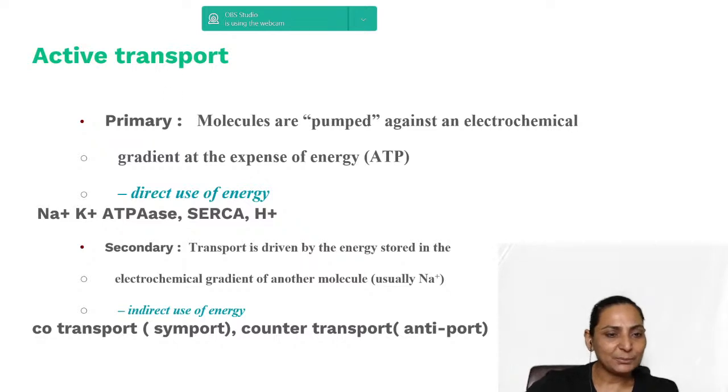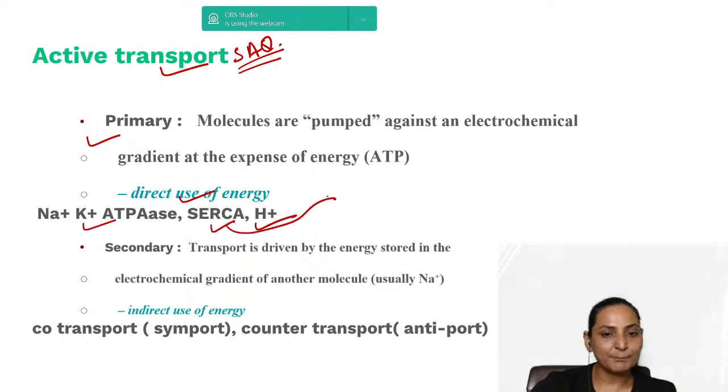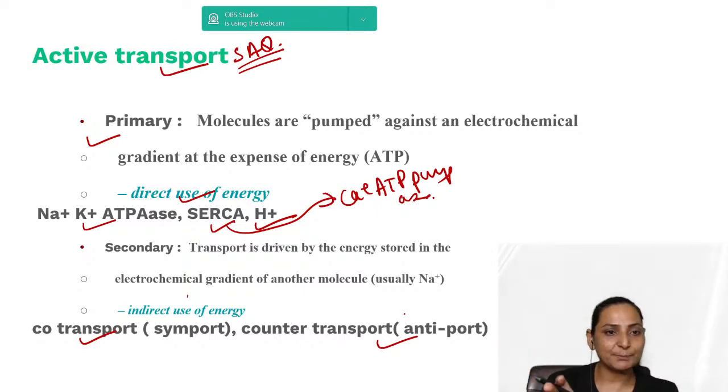So we've already completed this, but we can take it. I have taken this because it comes as an SAQ, again 2 marks. Suppose you have to write it, how are you going to write? Primary, that is direct use of energy. Example: sodium-potassium ATPase, SERCA and hydrogen pump. What is SERCA? It is the calcium ATPase pump. Secondary could be symport and antiport. So we've taken the examples, but this is the way you are supposed to write the 2-mark SAQs. Don't waste time writing big answers when it is just 2 marks.